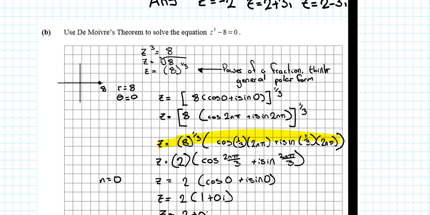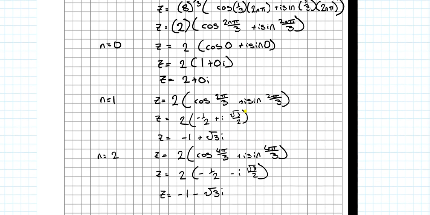Then I need to apply de Moivre's theorem, which says the modulus to the power, the argument by the power. So 8 to the power of a third is 2. And remember here, how many answers should I have? I should have 3 answers, so I'm going to use n is equal to 0, 1, and 2. Because I've gone a third by 2n pi, it is 2n pi over 3. I'm going to use n is equal to 0, 1, and 2, as I said.